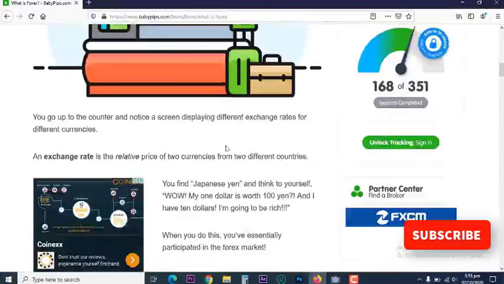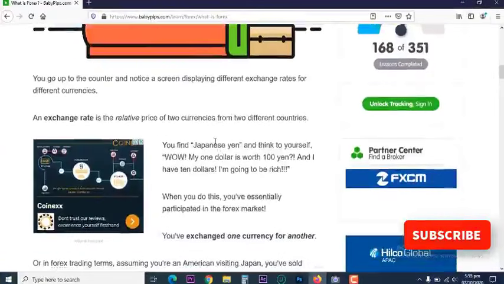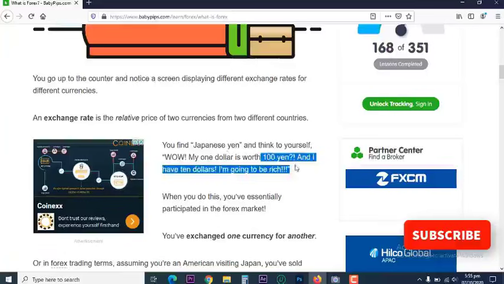Now let's say, for example, you are traveling to Japan and you are from the United States. You get to the airport and say, I want to exchange my US dollars for Japanese yen, because when you get to Japan, you'll be using the Japanese yen, which is the currency there. And say you have 10 US dollars, and the exchange agent right there tells you, okay, 1 US dollar is equal to 100 Japanese yen.